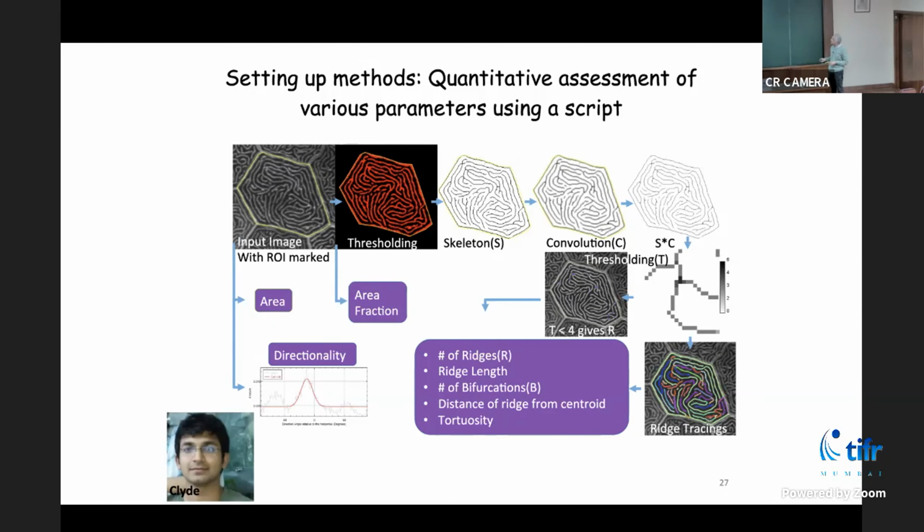So Clyde, who was a PhD student, modified the algorithm that is used to assess fingerprints, and made it suited for our purpose. Now you can get a lot of information from these patterns: the number of ridges, how long they are, how many bifurcations exist, et cetera. So that's one thing that we have done.